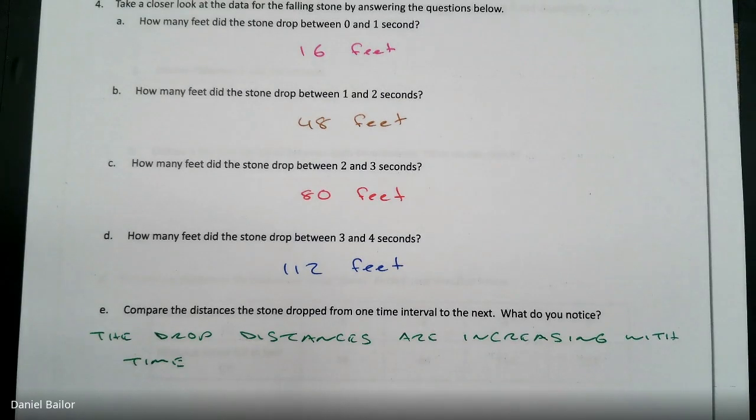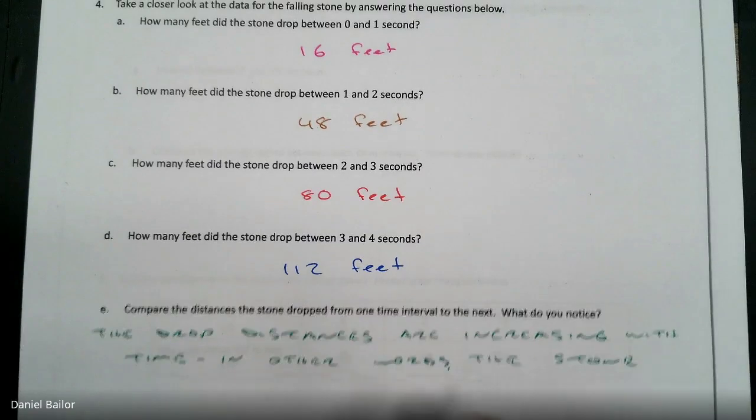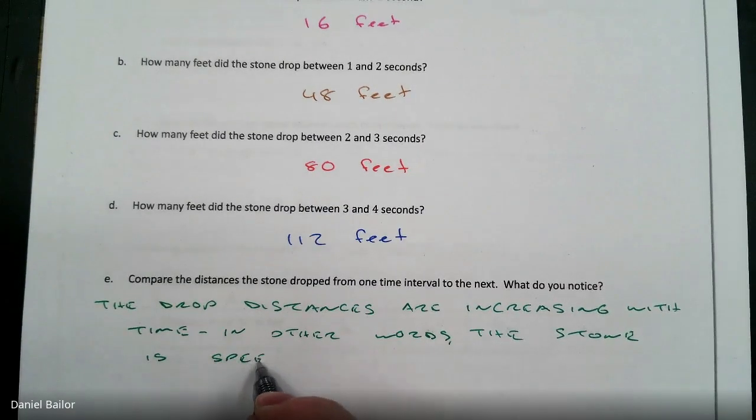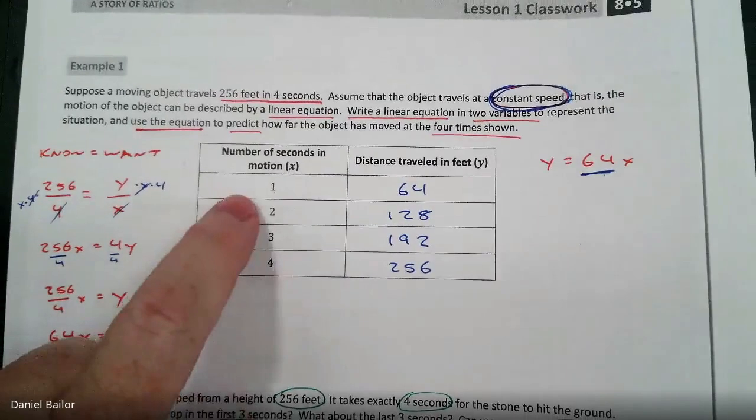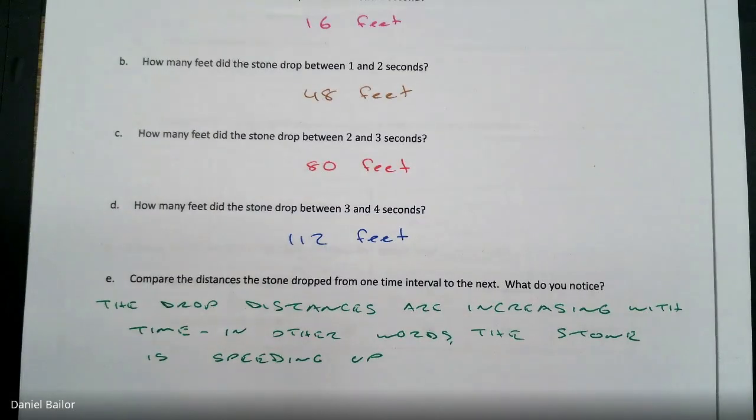That's what I noticed. So in other words, the stone is speeding up. The stone is getting faster. Remember back in our example 1, this object stayed the same speed the whole time. But the stone from example 2 in these exercises is speeding up, which means it's not a constant slope, which means it is not linear. This is a function, but it is not linear.